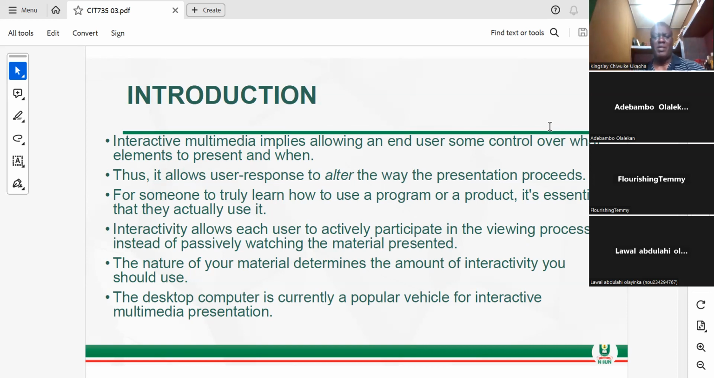So interactive multimedia implies allowing an end user some control over what element to present and when. It means you are actually engaging, trying to host. We are talking, I will tell you what to do, then you will know when to do it next, like that. So it allows users' responses to alter the way the presentation proceeds.